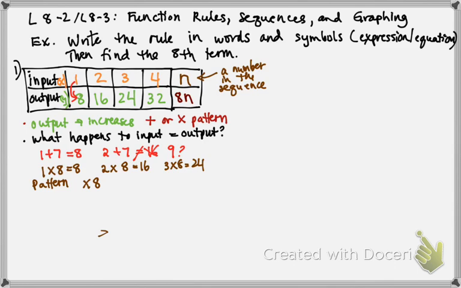So then, if I want to find the 8th term, I'm going to let n equal 8. So my rule, 8n, becomes 8 times 8, or 64. So that would be the 8th term. Okay, let's try another one.